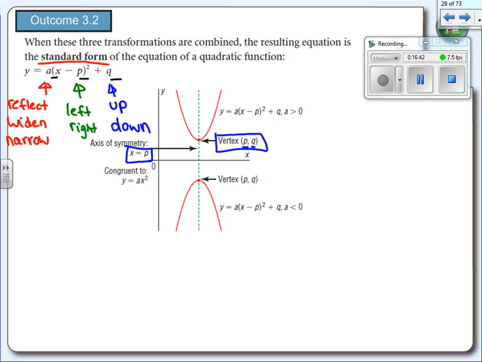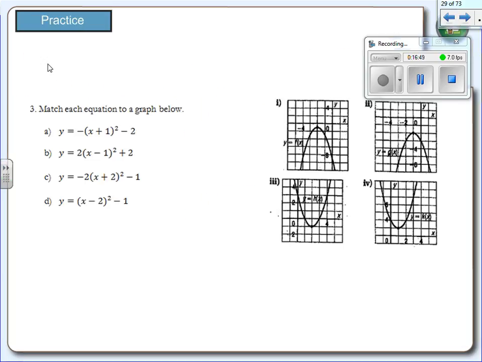All right, let's try a question. Match each equation to a graph below. So we're going to look at A, B, C, and D, and we're going to try to match it to the graphs on the right. We're going to start off with A. Remember, your basic graph always looks like that, and then depending on what A, P, and Q are, depends how things move. I'm going to write out my general form on the top just so I remember.